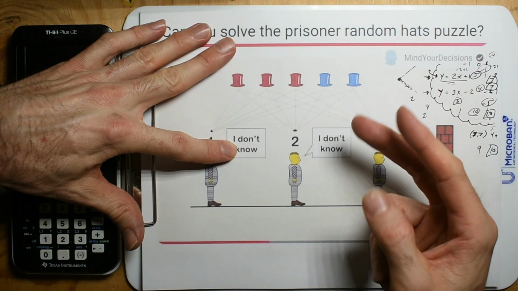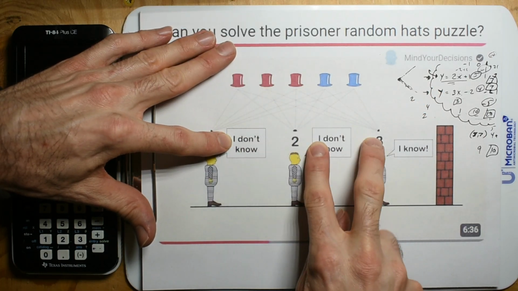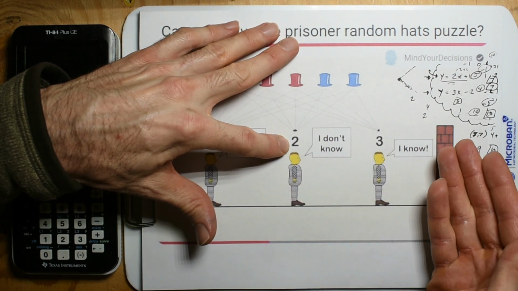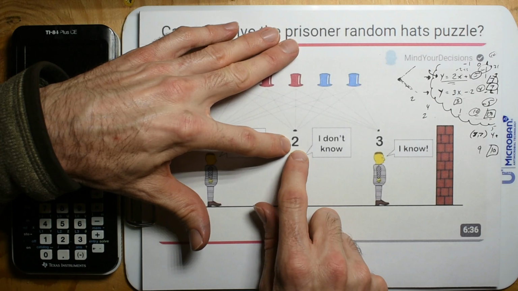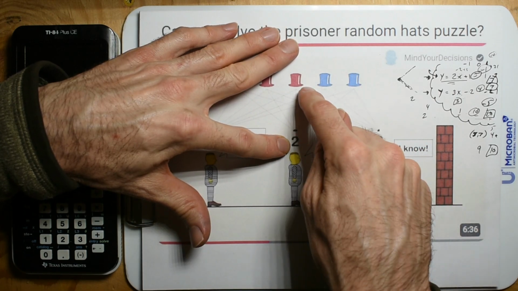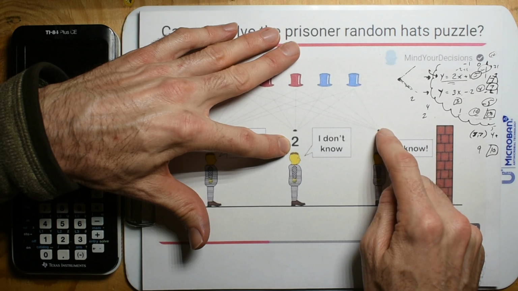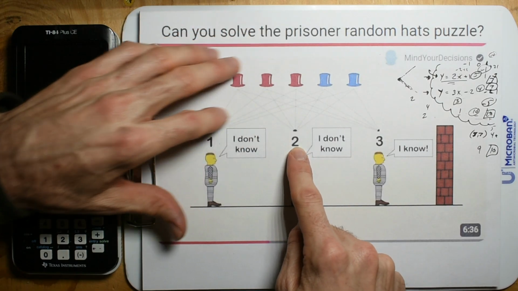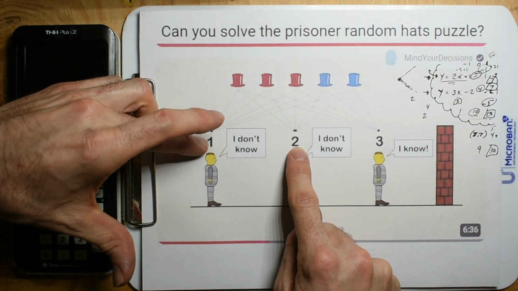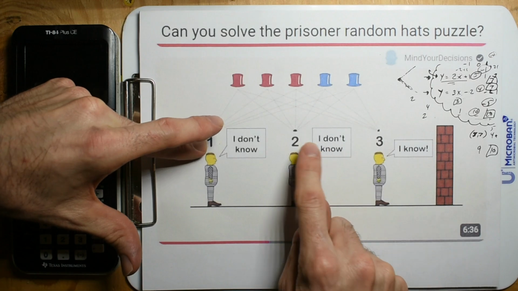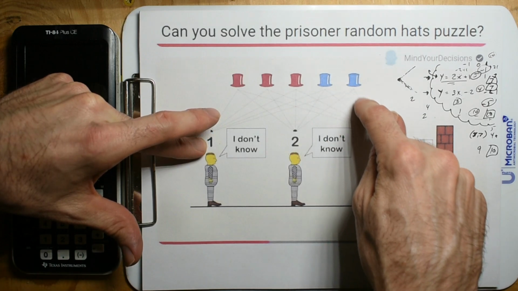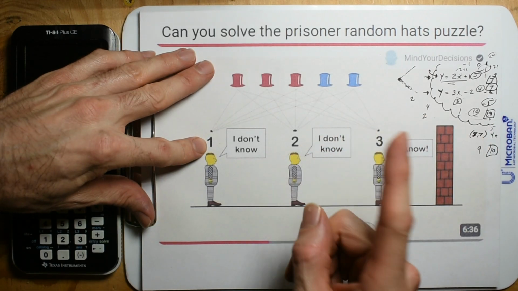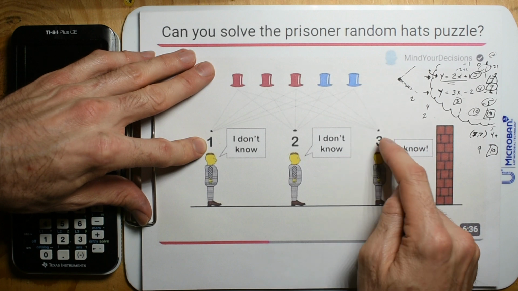So if prisoner 1 says, I don't know, then there are two cases of why prisoner 1 doesn't know. It's because both of these hats are red, and then prisoner 2 would also have to say, I don't know. So then that's why prisoner 3 can say, I do know, because his hat's going to be red. Because if prisoner 2 says, I do know, which is the other thing prisoner 2 could say after prisoner 1 says, I don't know, the only way that happens is if prisoner 3 is wearing a blue hat. There's no other combination where prisoner 2 can say, I know, without prisoner 3 having a blue hat.